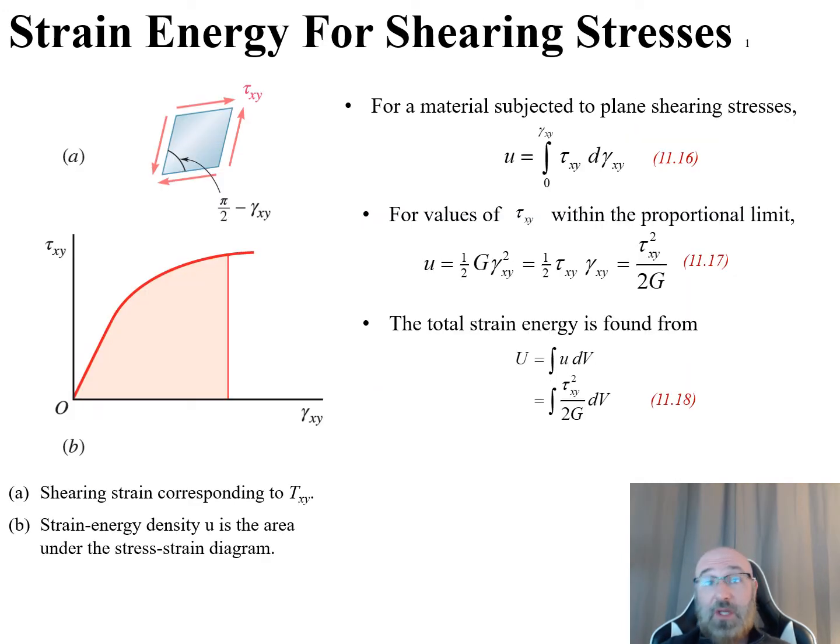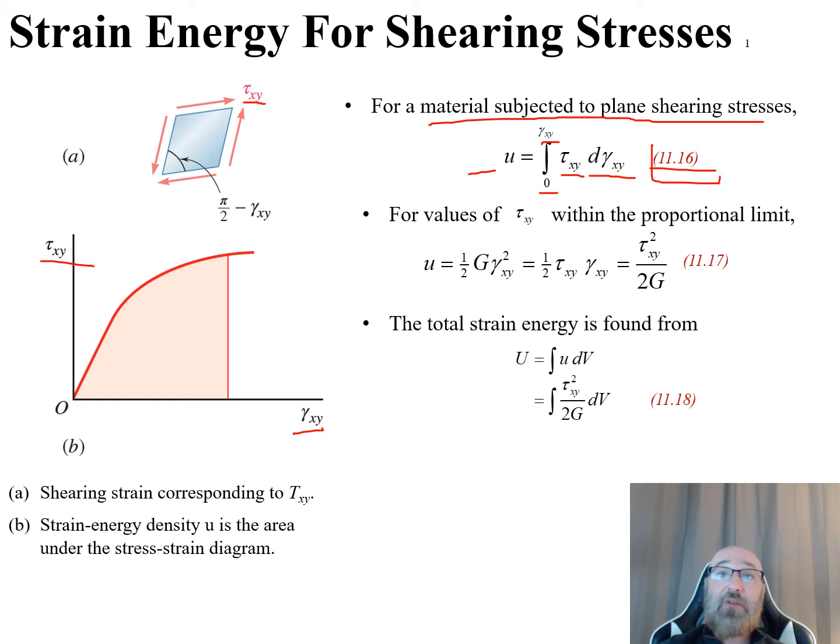So now previously we discussed our internal strain energy due to our normal stresses. Similarly, when a material is subjected to plane shearing stresses, our tau xy that we see here, the strain energy density can be given by the following relationship that we see down here, 11.16. So for materials subjected to a plane shearing stress, our u is equal to our integral, with our limits from 0 to gamma xy, where gamma xy is our shearing strain corresponding to our shear stress that we can see over here in our diagram, of our tau xy d gamma xy.